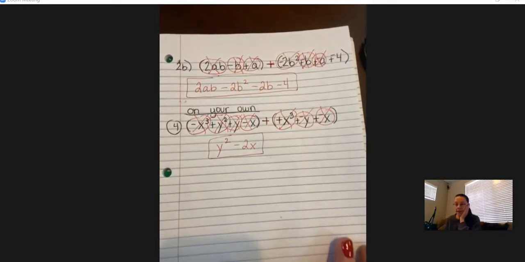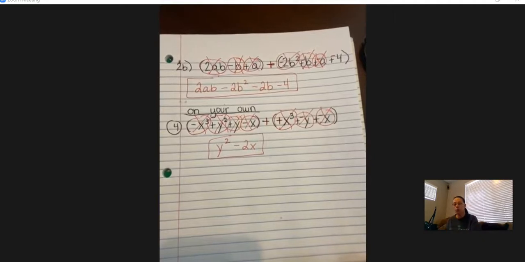Tomorrow in class, I will finish. There's one more question to do together, and then we have two word problems, and then we'll work on the exit ticket.